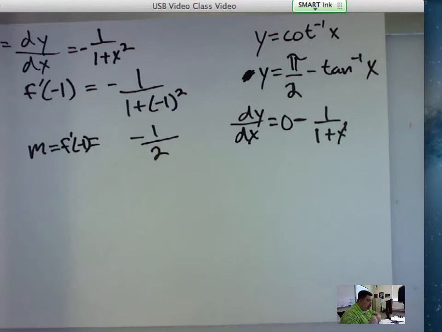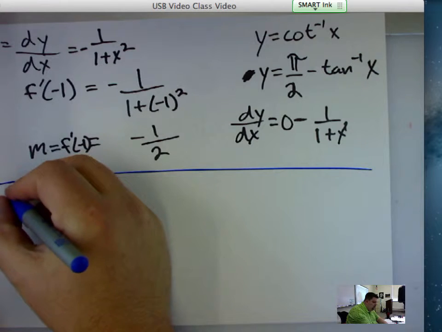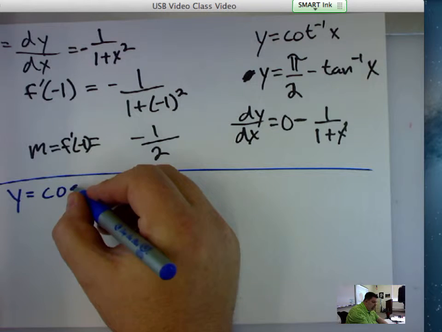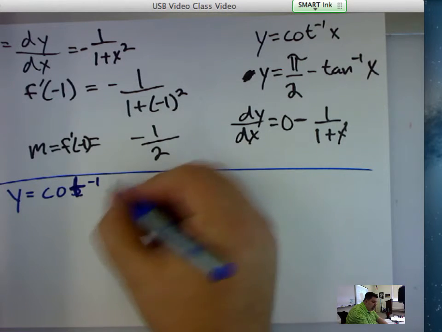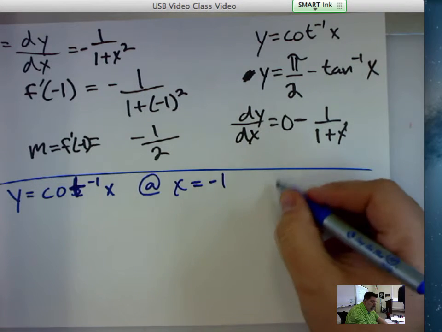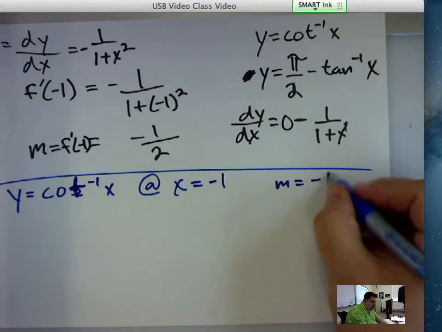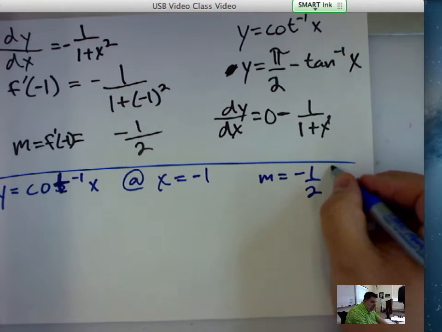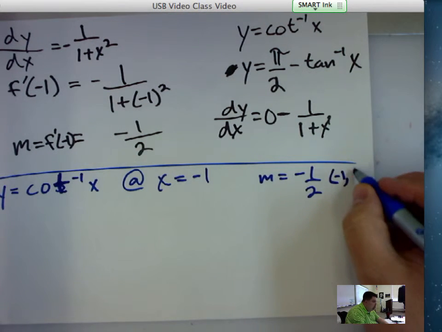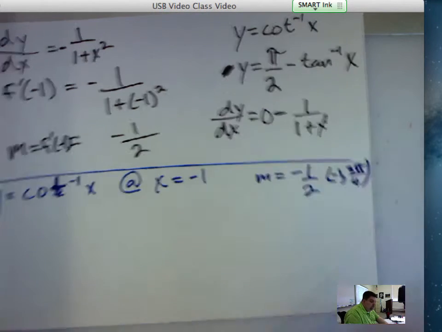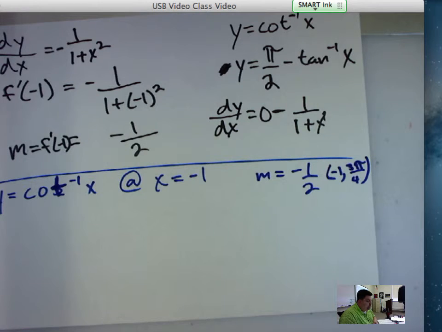So now to write the tangent line, we did all that work to find the tangent line of the function. Oh no, it was cotangent, wasn't it? Cotangent inverse of x at x equals -1. Well, what we found is that the slope at x equals -1 is -1/2, and that occurs on the point -1 comma, what was the point? 3 pi over 4. And we've done a lot of math just to get to that. So now how do I write the equation of the tangent line?